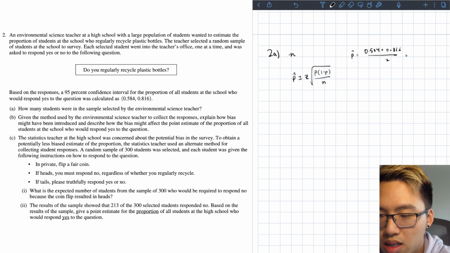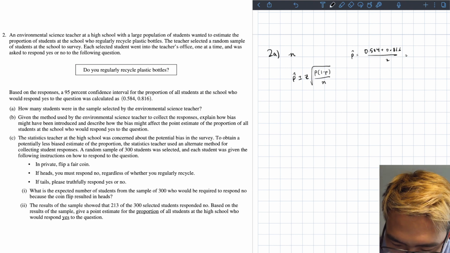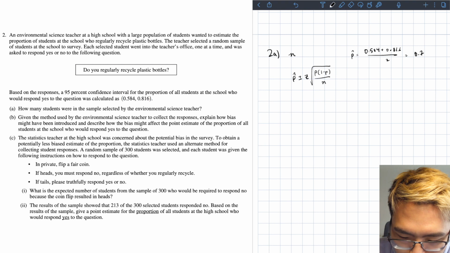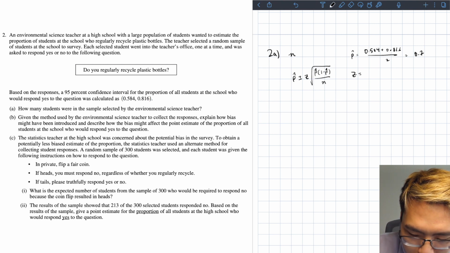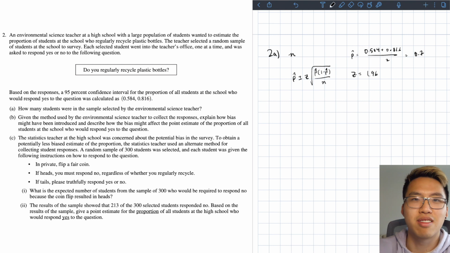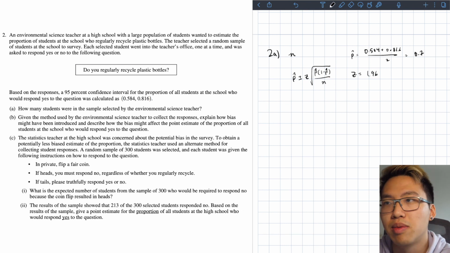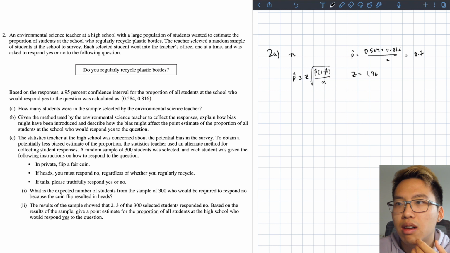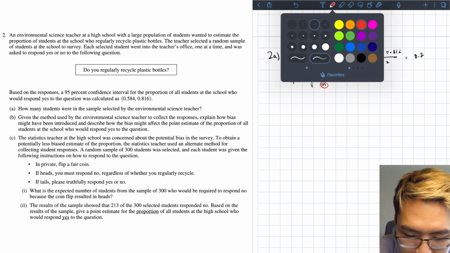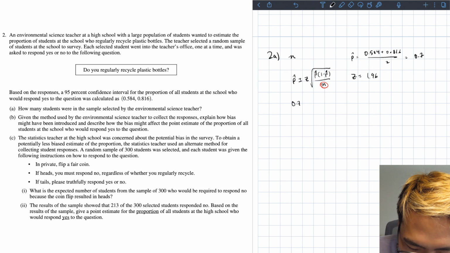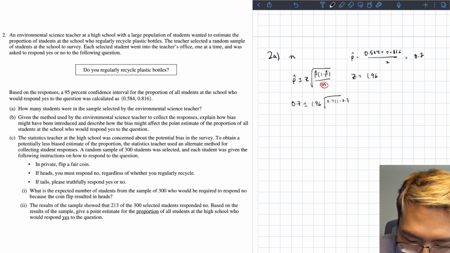0.584 plus 0.816 divided by 2, and that gives us 0.7. Okay, so we have our p, these should be hats, and our z is going to be 1.96 because that's just a number that you have to know. It's 1.96 for a 95% confidence interval. So I think we can just start plugging everything in to find this value. So we have 0.7 plus minus 1.96 times the square root of 0.7 times 1 minus 0.7 over n.